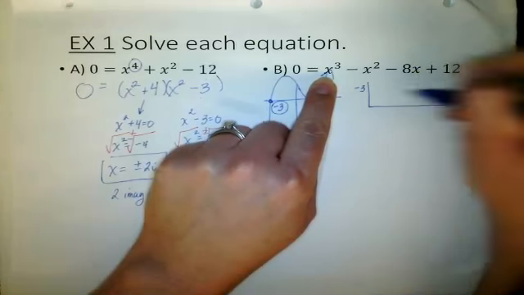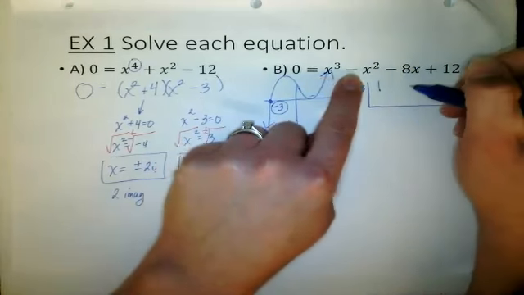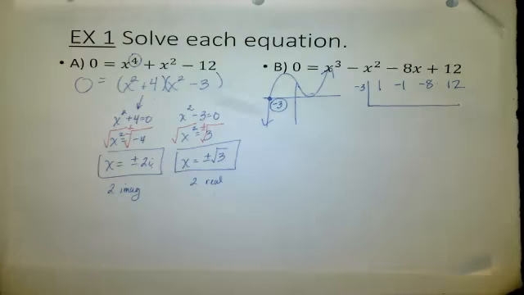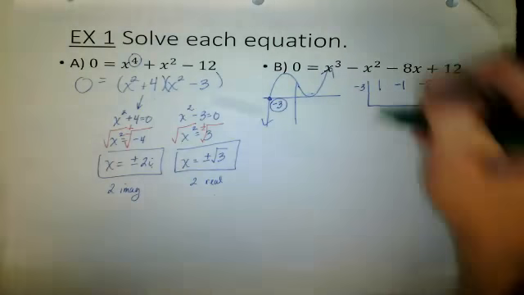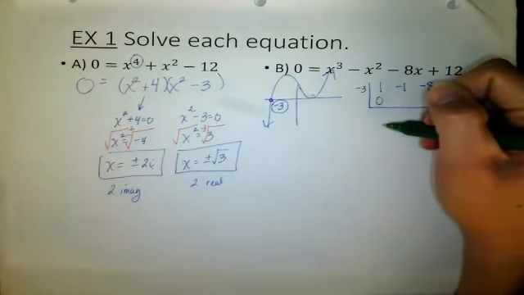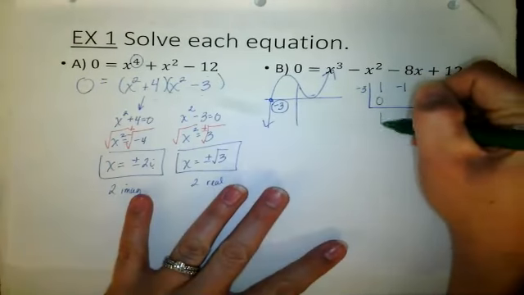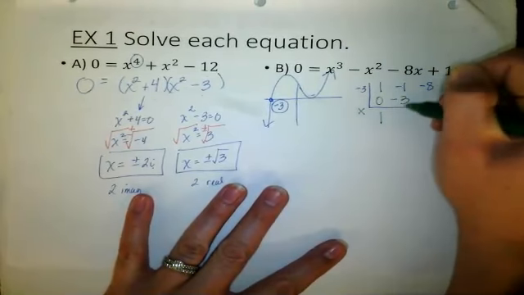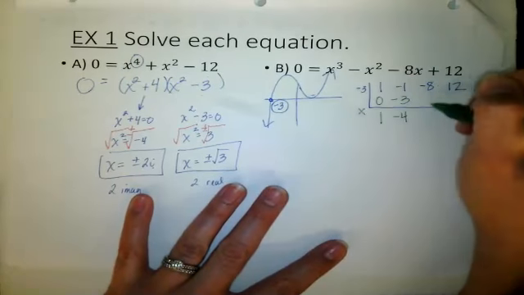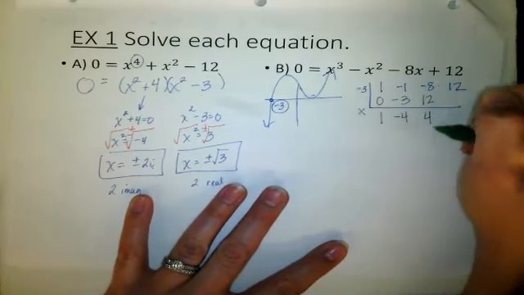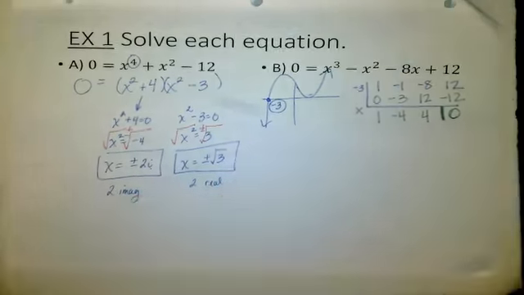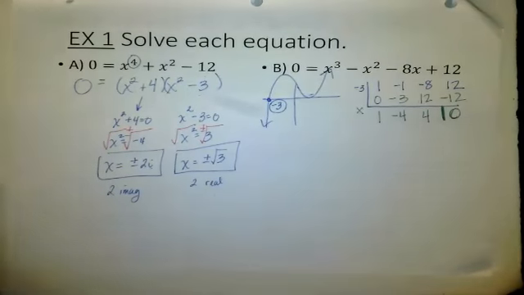What goes along the top of my box? 1, -1, -8, and 12. Very good. And then what was the whole synthetic process? Combine and multiply. Okay, so 1 and 0 is 1, and then we multiply 1 times -3. -3. Combine. Multiply. Combine. Multiply. -12. Remainder. Very good.